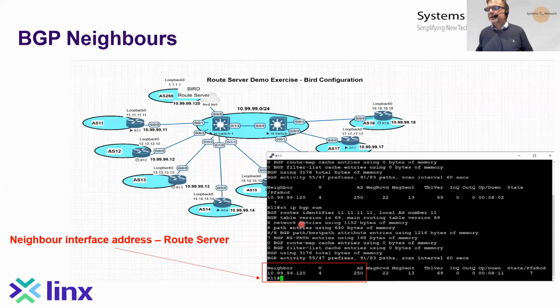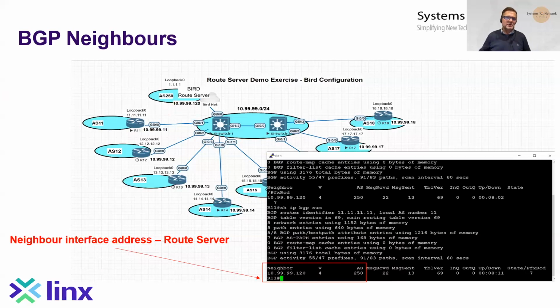If we go to the routers, I'm going to show you some router configuration here. Okay, this is a technical session, so I'm going to show you a little bit of technology. Don't have to get bogged down in it, but what this is showing you in a slide is, for example, router 11 in Autonomous System 11 and who he's peering with. And he's peering with just one neighbor, which is the 10.99.99.120 in autonomous system 250, which is the route server here.